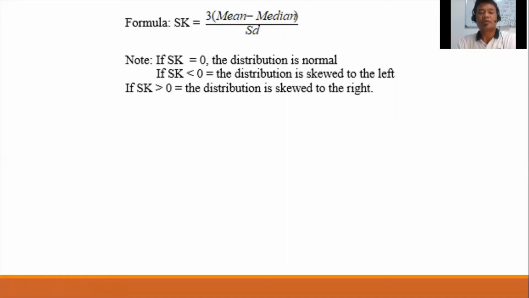In order to determine the skewness coefficient, we can make use of this formula: 3 times the difference of the mean and the median, all over the standard deviation. So if the mean and the median are equal, then our SK or coefficient of skewness is 0. So the distribution is said to be normal. But if the value of SK or skewness value is less than 0, then the distribution is said to be skewed to the left. Whereas for SK greater than 0, the distribution is skewed to the right.